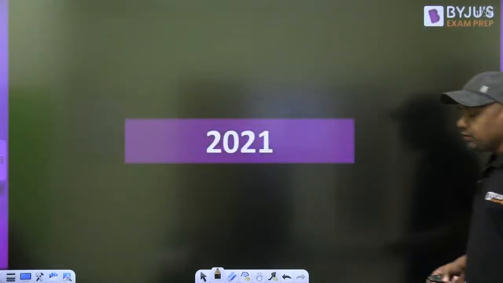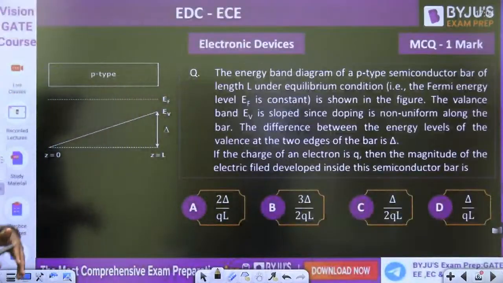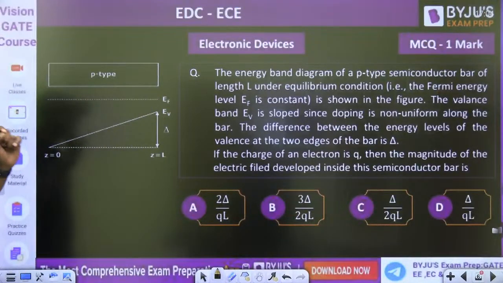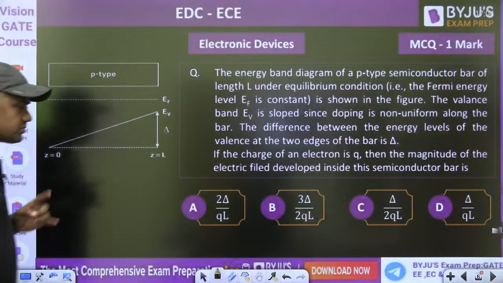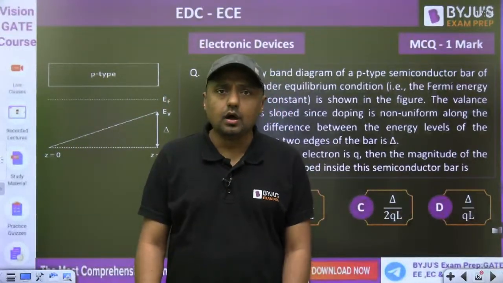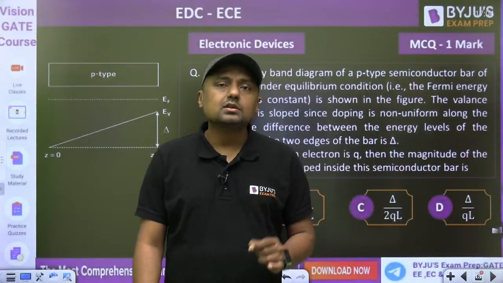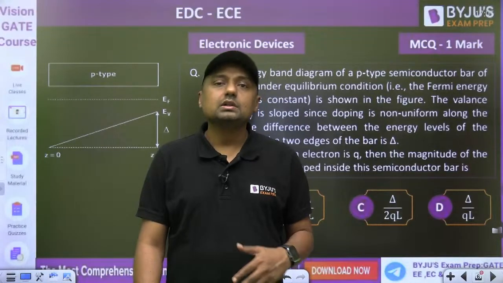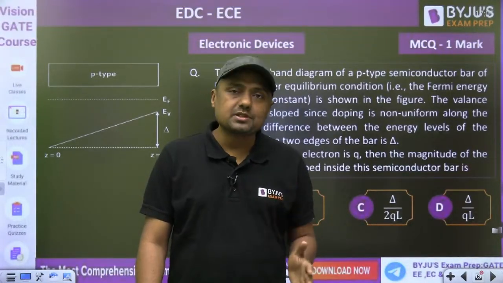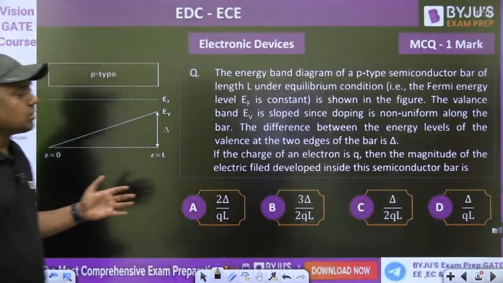Then guys, we will start with 2021 questions without any delay. The first question in 2021 was an MCQ, multiple choice question, 1 mark. Normally we get questions from semiconductors. There are 6 main topics: semiconductor physics, PN junction, BJT, MOSFET, MOS capacitor, and special diodes. You have to get command over all the topics if you want to solve questions from EDC.